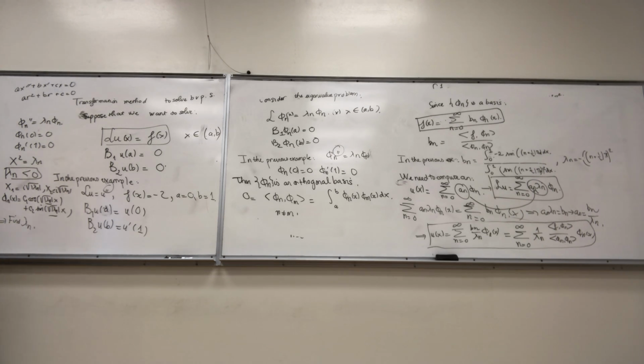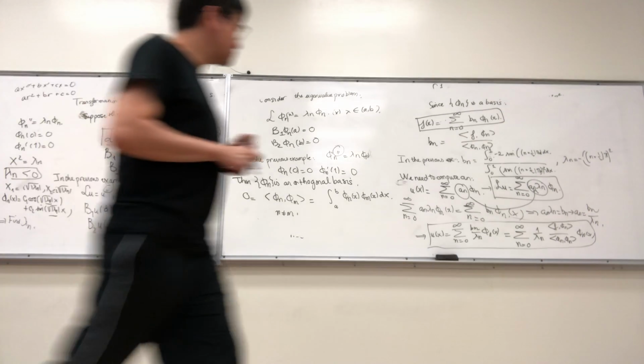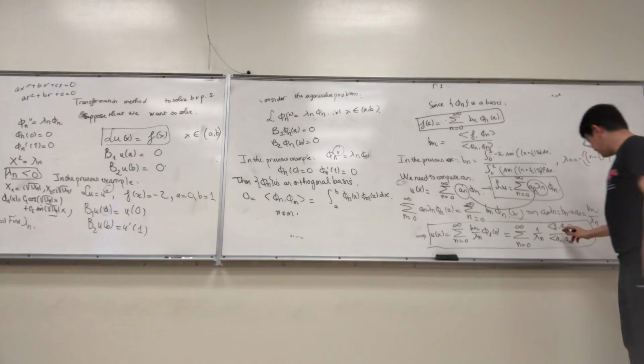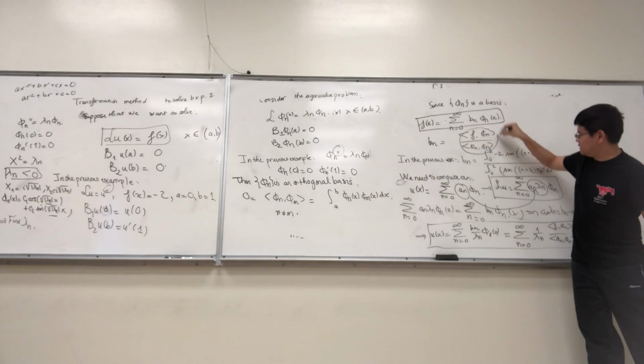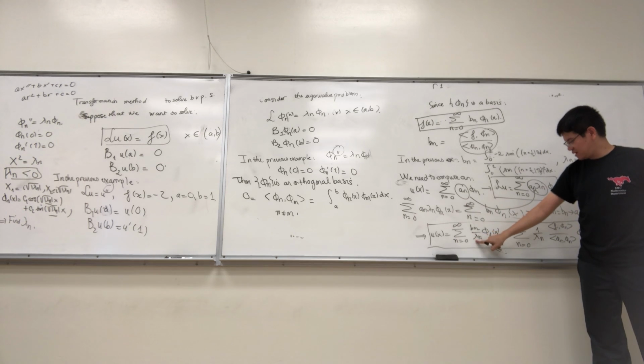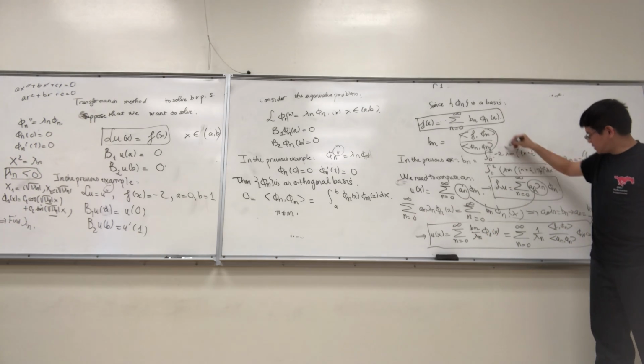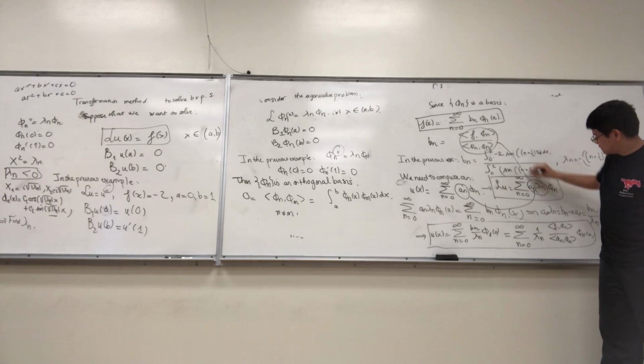Does that say f and vn in the numerator? So this is m and vn, okay. I copy it here, right? Oh, I see, thank you. So this is vn divided by lambda n, so this is vn, so I put it back here. I see, thank you.